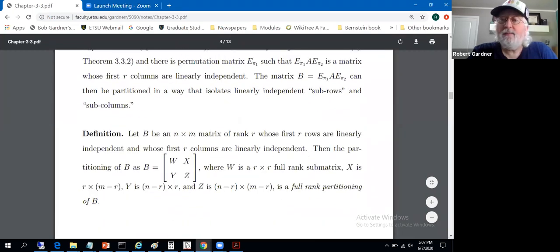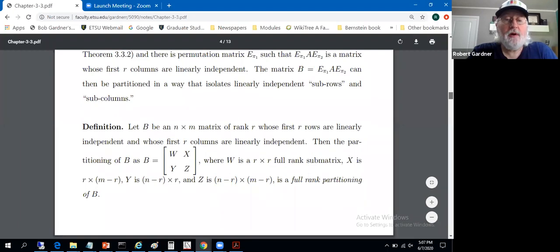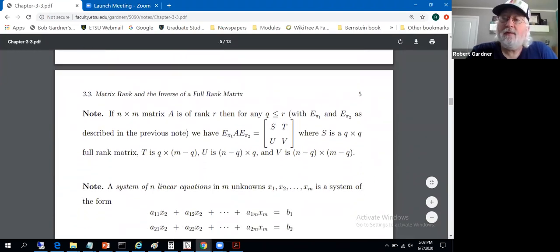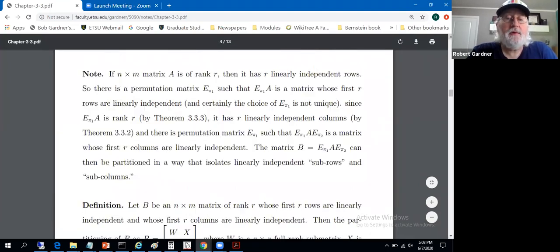Okay, let's do a little bit more of this, up to systems of equations. Yeah, so let's do about one more slide worth of material.